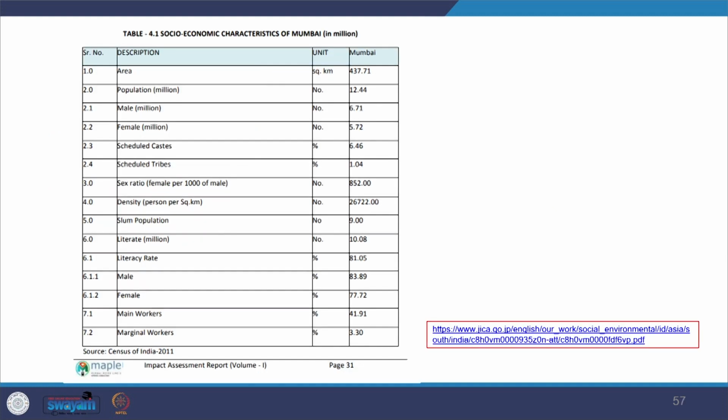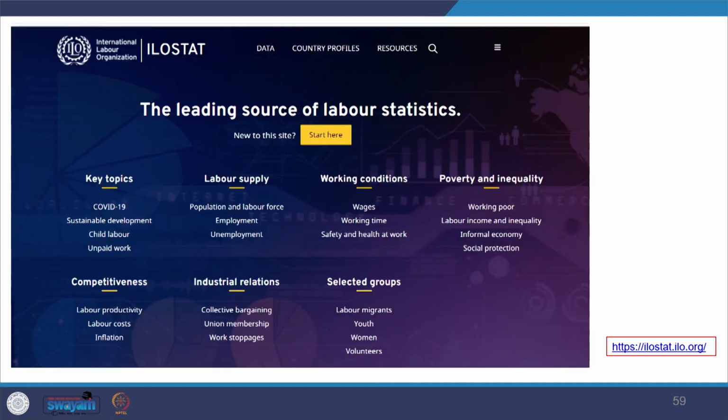Here you can see, again from the Mumbai case, how they have explored the socioeconomic characteristics of Mumbai, like looking at the area, population, male, female, scheduled caste, scheduled tribes. And their source of data is the Census of India 2011, from which they have created this profile of the characteristics of the host environment. So you also find some international sources.